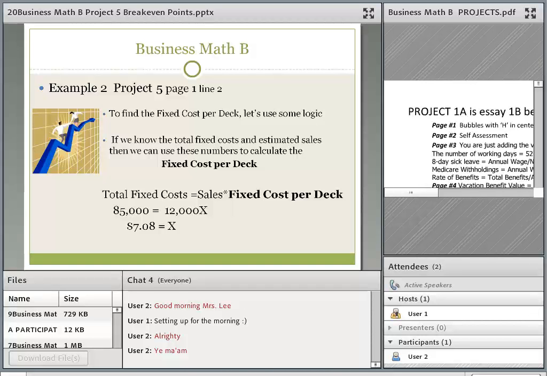So you're going to want to take your total fixed cost, and it's going to equal your sales times your fixed cost per each deck. And we're just going to plug in the numbers that we already have. So we've got $85,000 for the total fixed costs. We've got 12,000 for the sales, and we don't know what the fixed cost per deck is. So when we plug those in and solve them like an algebra problem, divide both sides by 12,000, we end up with $7.08. And that is going to be the fixed cost per deck.